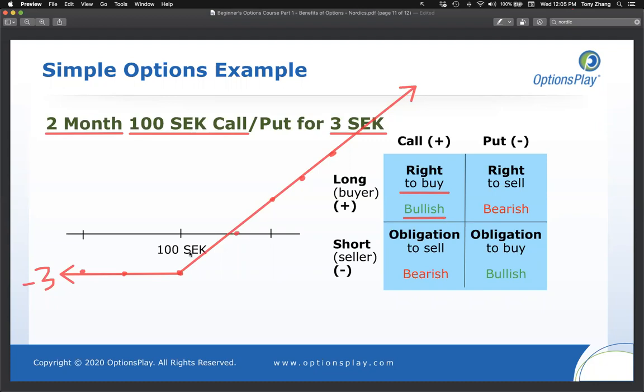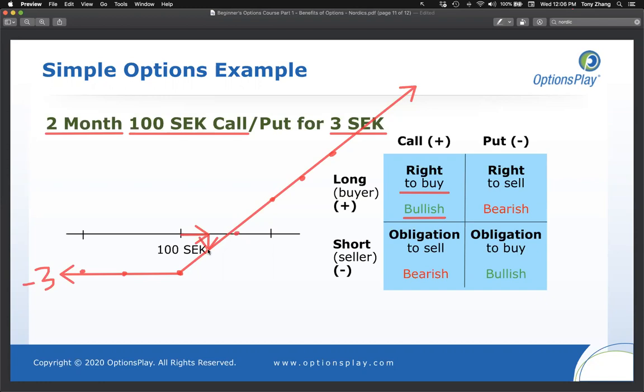However, what I'm showing you here is that there are examples where the stock can move higher, but I actually still lose money. And that is counterintuitive for many beginners: I'm bullish on this stock, it moves up by 2 crowns, but guess what? I still lose 1 crown on this transaction. That's not really bullish, right?